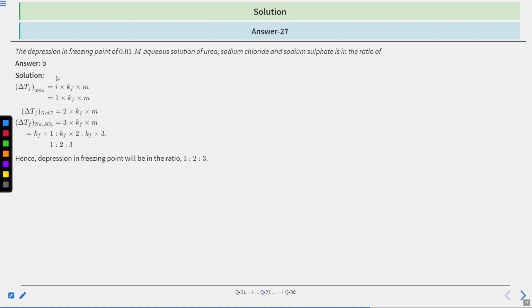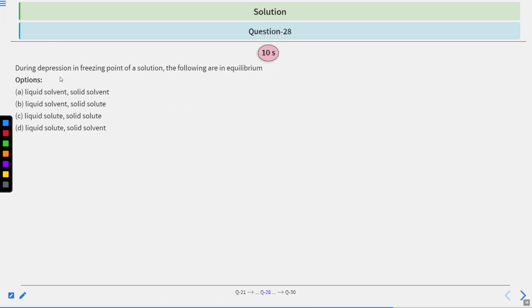Right? Let's move to the next question, question number 28. During depression in freezing point of a solution, the following are in equilibrium. So we have to remember the concept of depression in freezing point of a solution, and then find out which pair is in equilibrium from the options. Options are: liquid solvent and solid solvent, liquid solvent and solid solute, liquid solute and solid solute, or liquid solute and solid solvent. So you have 10 seconds to solve this question. After that, we will see the answer.